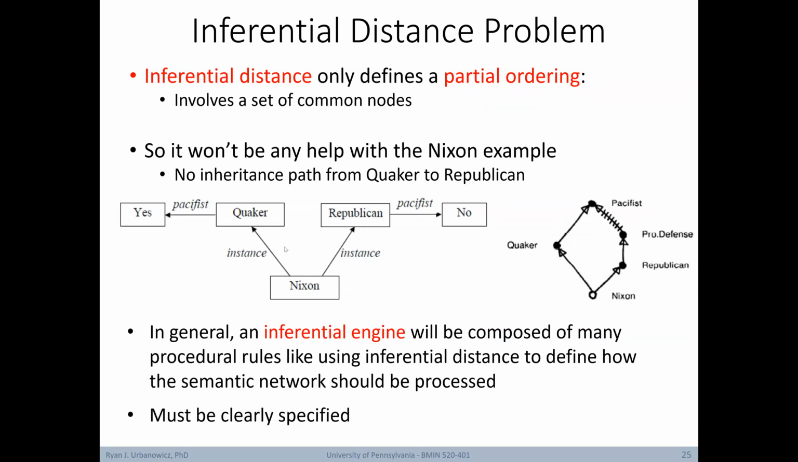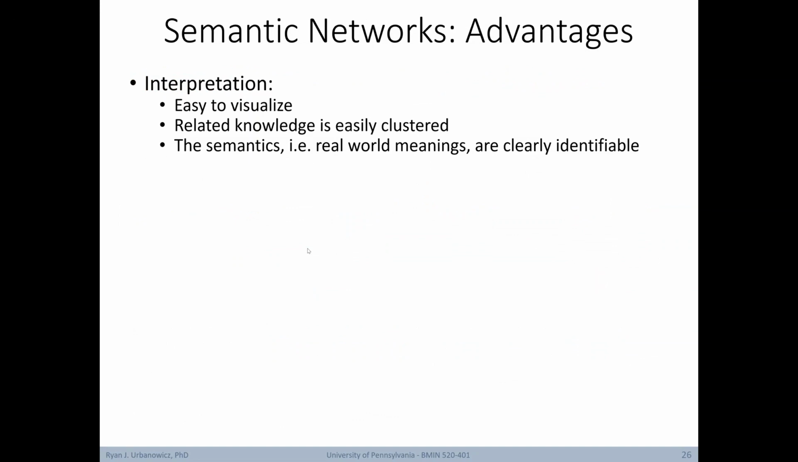These rules must be clearly specified in order to preserve the desired meaning or to make correct inferences. Now let's review some of the advantages of semantic networks. When it comes to interpretation, they're easy to visualize, any related knowledge is easily clustered, and the semantics, or real-world meanings, are clearly identifiable from the labels.